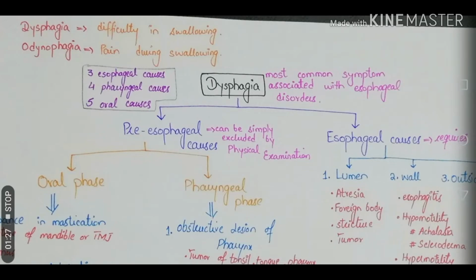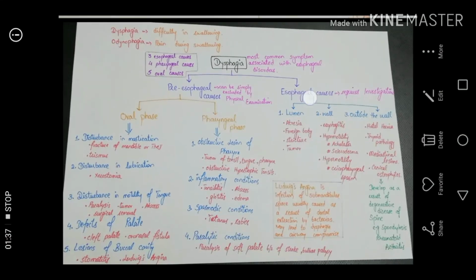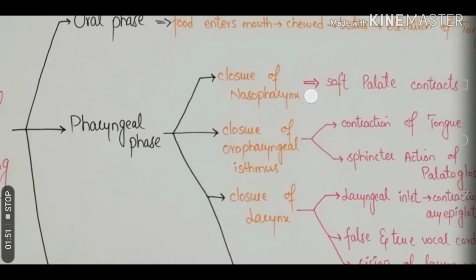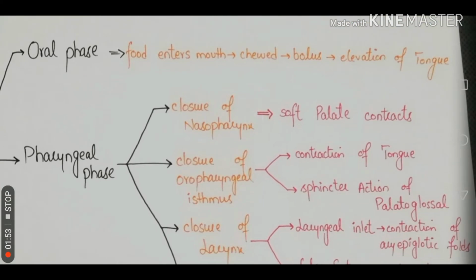So before understanding dysphagia, we must know about the normal physiology of swallowing. So let us talk about that first. The physiology of swallowing is divided into 3 phases: oral phase, pharyngeal phase, and esophageal phase. Let us first talk about the oral phase.